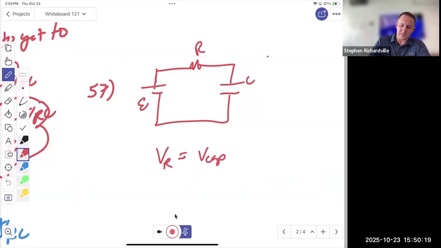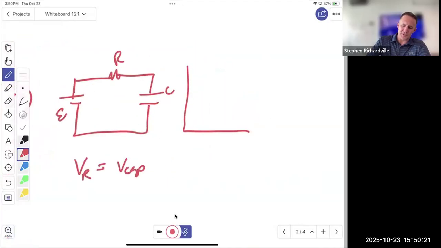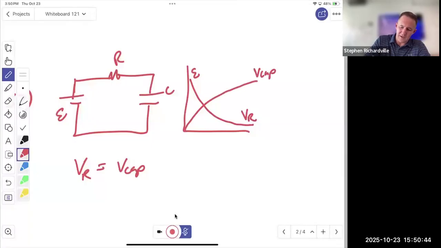Well, here's what's funky about this. Graphically, the voltage on the resistor is going down. The voltage on the resistor is decreasing because the current's decreasing. What's the voltage initially on the resistor? It's E. It gets all the voltage. The capacitor has no charge. It's just a wire. But eventually, as the current goes away, all the voltage goes to the capacitor, and then it'll be E. But 57 asks you, hey, when does that happen? What time is that happening?